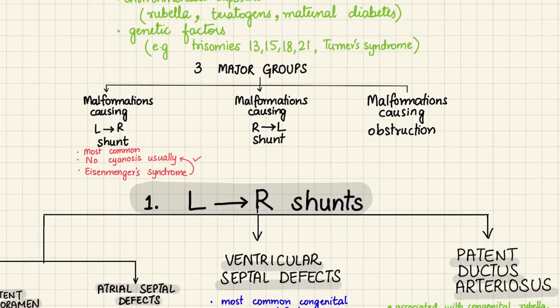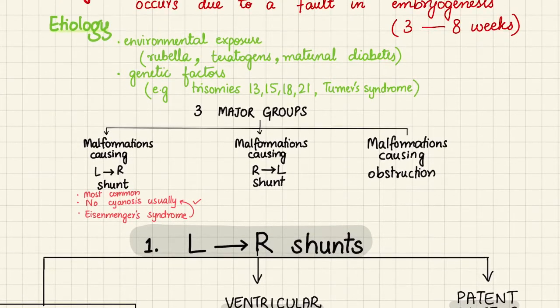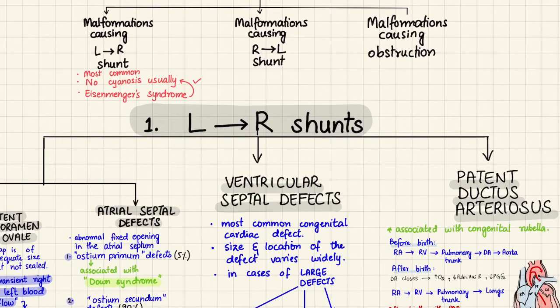Now we can classify these defects on the basis of a criteria, that is if they cause a left to right shunt, if they cause a right to left shunt, or if they cause obstruction of vessels. First of all, we're going to see the left to right shunts.